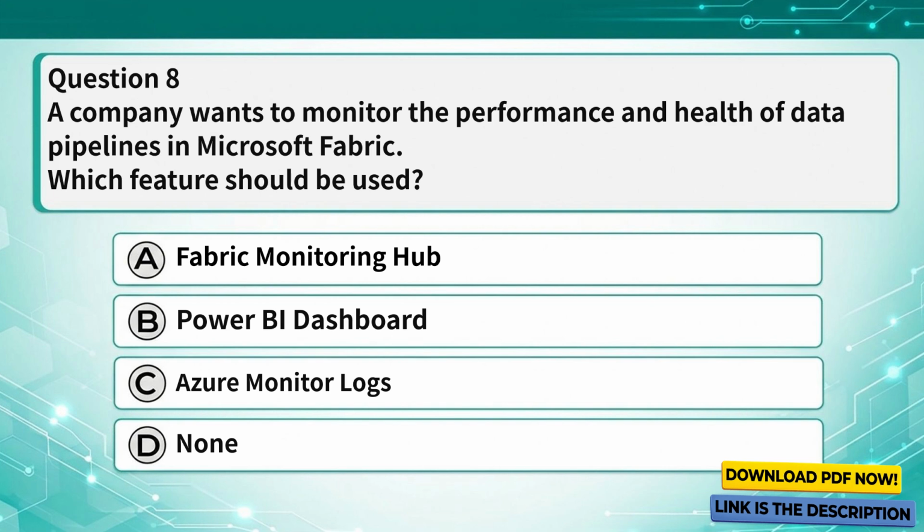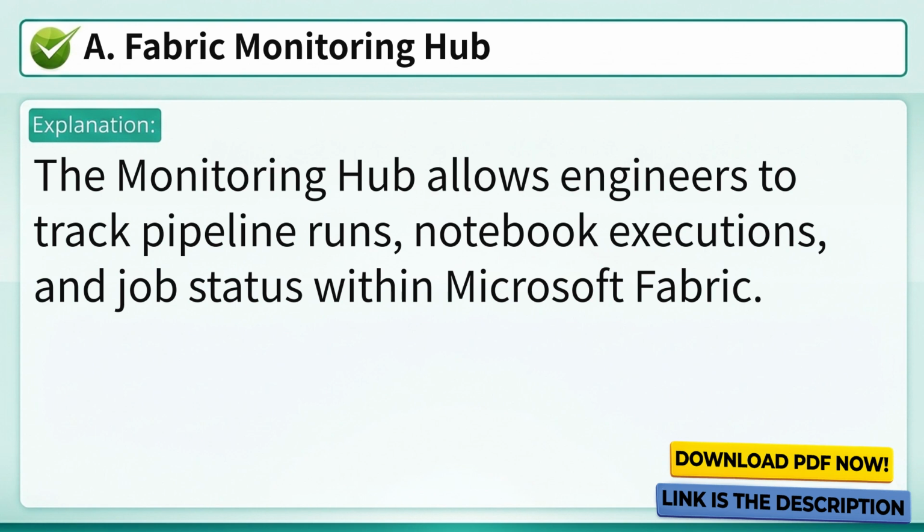Question 8. A company wants to monitor the performance and health of data pipelines in Microsoft Fabric. Which feature should be used? A. Fabric Monitoring Hub. B. Power BI Dashboard. C. Azure Monitor Logs. D. None. Correct answer, A. Fabric Monitoring Hub.